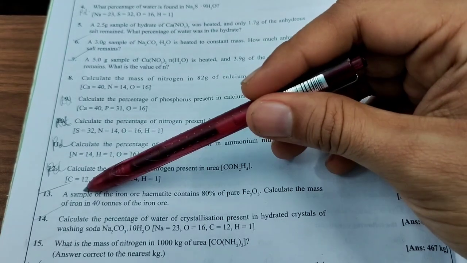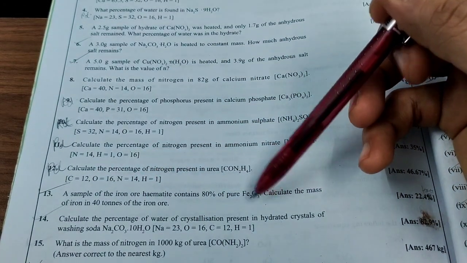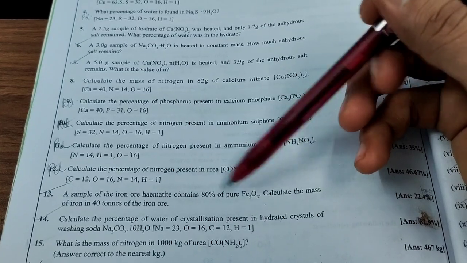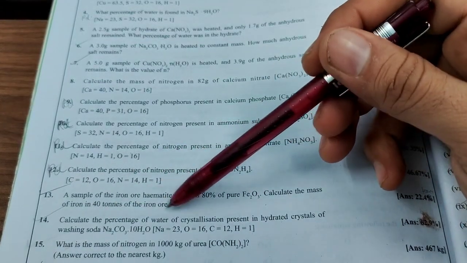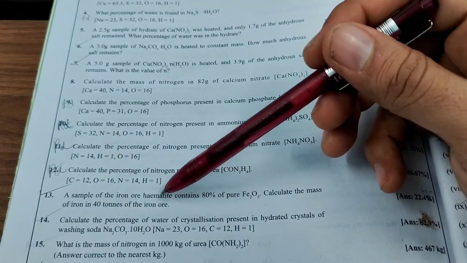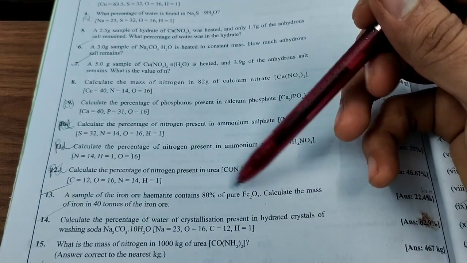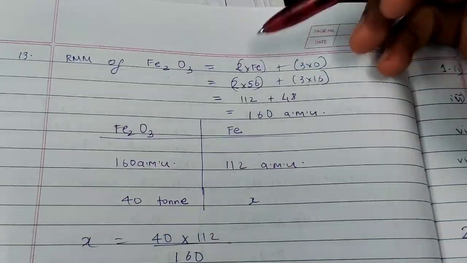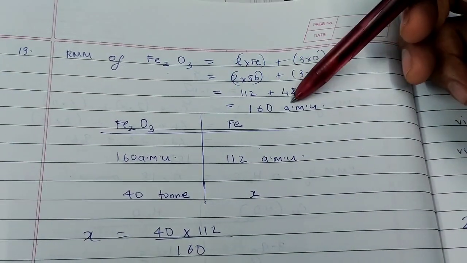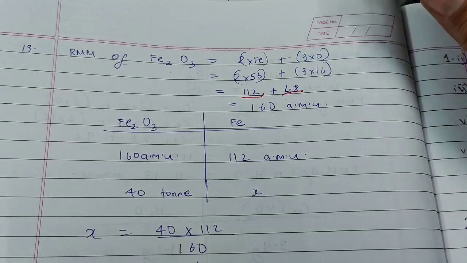13th question. A sample of the iron ore Fe2O3 has 80% pure Fe2O3. Means 20% are impurities. Calculate the mass of iron in 40 tons of the iron ore. First of all, imagine that it was 100% pure Fe2O3. In that case, from 40 tons of iron ore, how much pure iron can you get? For that, we will use a unitary method. RMM of Fe2O3 is 160 AMU, out of which 112 is iron and 48 is oxygen. I'm ignoring any impurities right now.